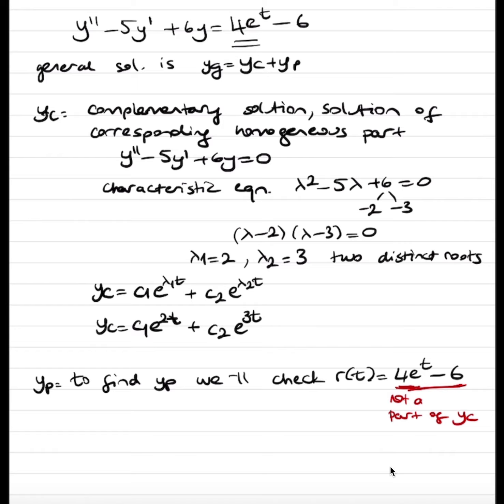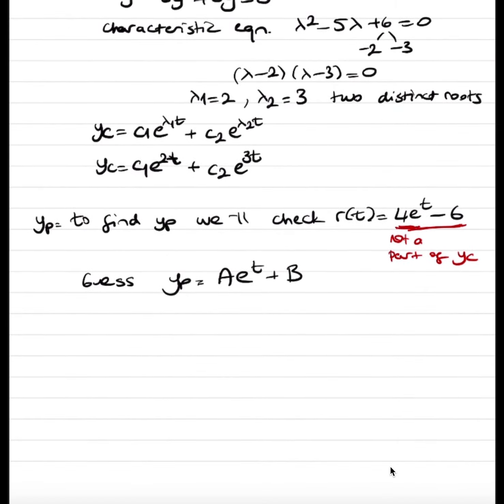Also this one is not contained in y complementary. So our guess will be a times e to the power t plus b. So for 6 we write b, and this is our guess. If this part is contained in the complementary solution, don't forget to multiply with t, right? So we learned this method. Okay, now we need to find a and b. Substitute in the equation.